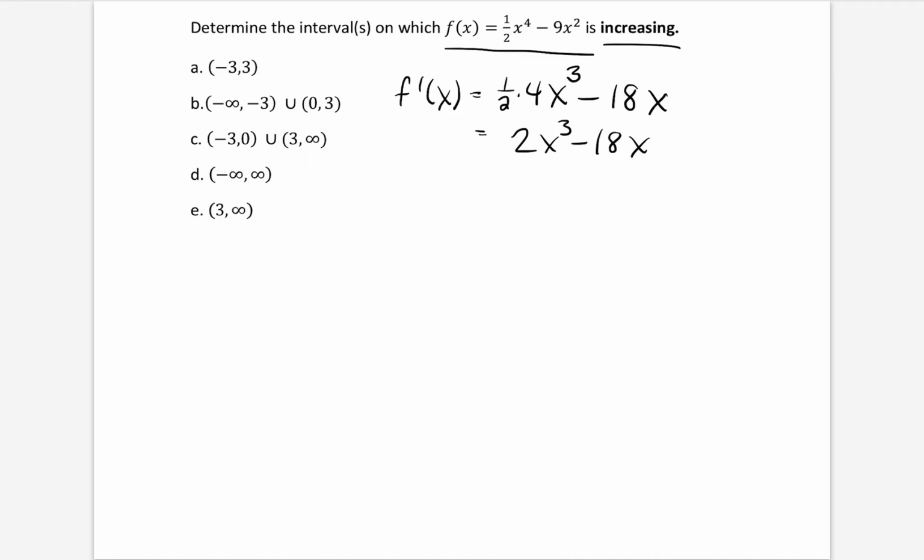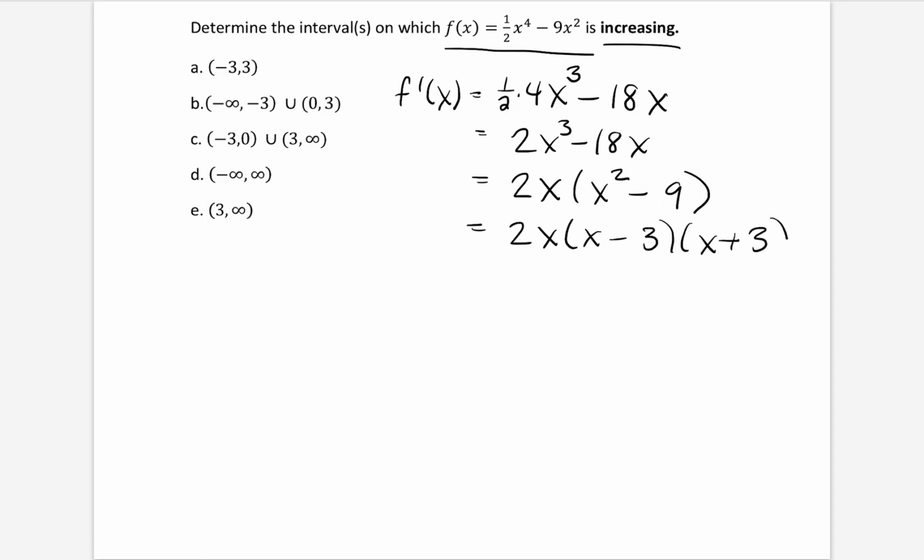And since we're going to want to know when that is positive and negative, let's find out first where that is equal to 0. So let's go ahead and factor this. We can take out a 2x, and that gives us x squared minus 9. And then we can factor it further. We have 2x times x minus 3 and x plus 3. So we have three values of x, 0, 3, and negative 3, where the first derivative equals 0, and then we're going to do test points on either side to see what is the sign of the first derivative.